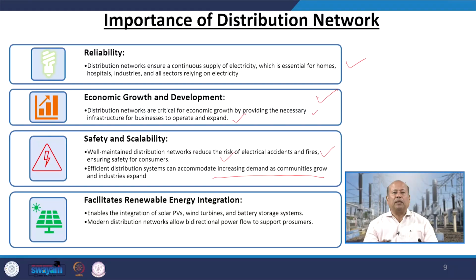Last point, facilitates renewable energy integration. The distribution network must be in a position to enable renewable energy to be integrated. It means your distribution system is such that it is in a position to accept the generation available to me through renewable energy at any given point of time.